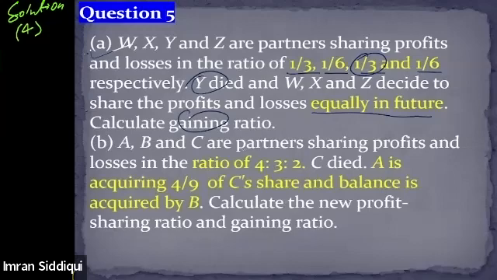All right. Then the B part of the question is saying A, B, and C are partners sharing profit and losses in the ratio of 4:3:2. C died. A is acquiring 4 by 9 of C's share, and the balance is acquired by B. Calculate the new profit sharing ratio as well as the gaining ratio of A and B.